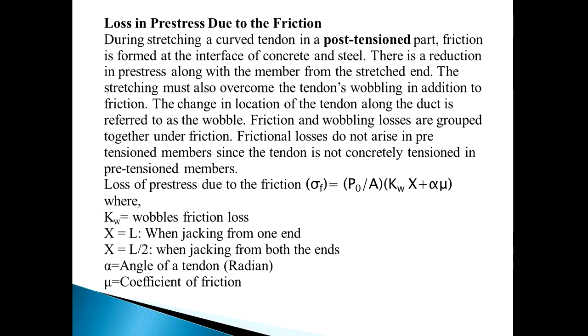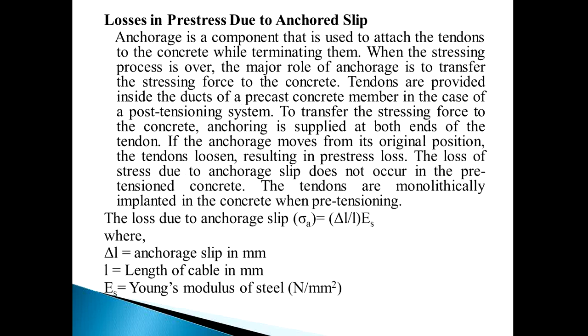So loss of pre-stress due to friction is calculated by the formula P by A into (Kw into X plus alpha into mu), where Kw is the overall friction loss coefficient, X is the span of that particular beam, alpha is the angle of the tendon in radians, and mu is the coefficient of friction. Then next, losses in the pre-stress due to anchorage slip.